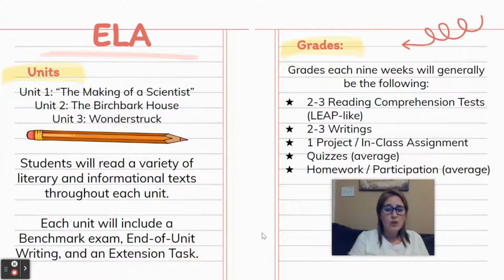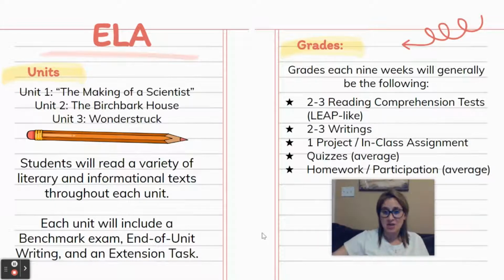Homework and participation. I shoot to give one homework assignment a week, and I definitely want it to be an extension of what we've done in class. This week, I posted it Monday, is a reading practice test to prepare them for their first reading comprehension test on Thursday. I put it together for them. I posted it on Monday. It's not due until Thursday.